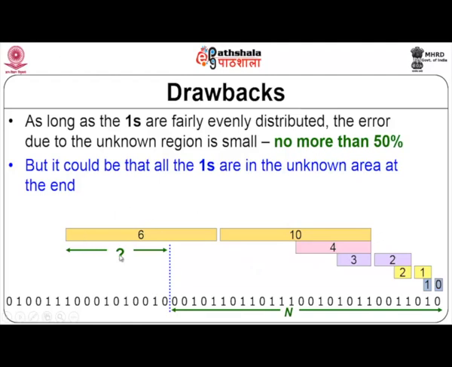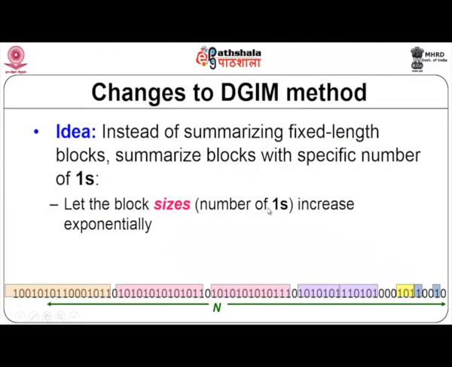What I told was, when we are trying to work with respect to the unknown area, it is the past. Now, with respect to the past, you will have to work on the present elements. So, if the distribution of ones in this unknown area is not known, then the percentage of error may sometimes be more than 50%. This error becomes highly complex and it becomes unbounded. This is actually a drawback of the DGIM method.